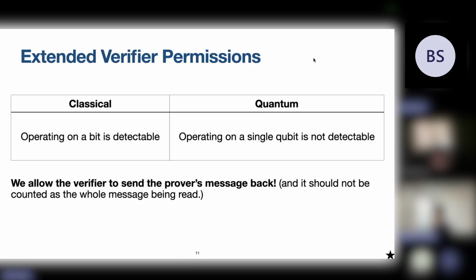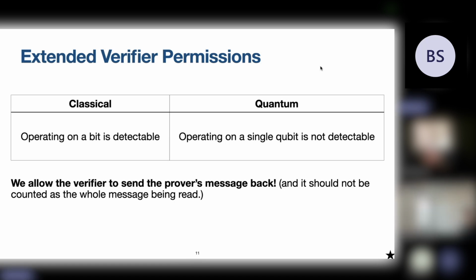Sorry, can I ask a quick question? Just to make sure I understand the model. Are you saying the prover sends a large quantum state, and the verifier is only supposed to act on a constant number of qubits and then send the state back? Is that what you mean by the verifier sending the message back to the prover? So he has access to the whole state, but he's only acting on a few qubits, and then he sends the whole state back to the prover. Yes, exactly. Okay, thank you.